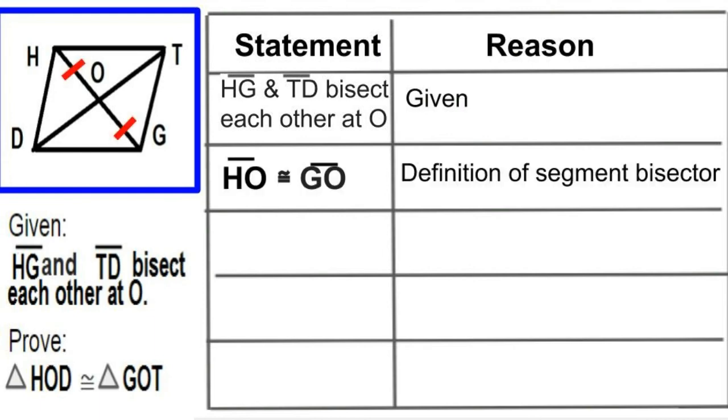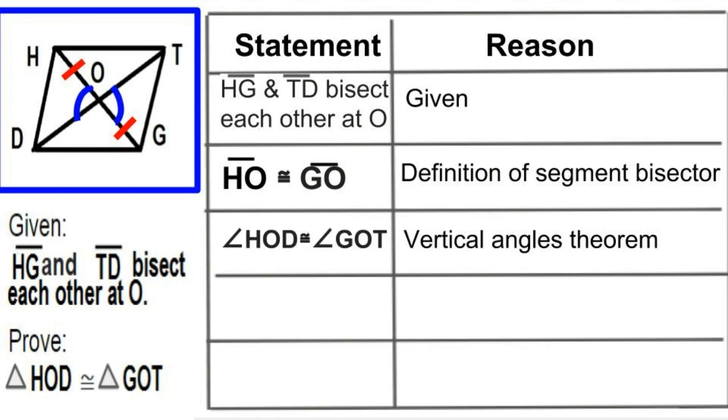But we're going to write first segment HO is congruent to segment GO. In the figure, segment HG and segment TD form vertical angles. This implies that angle HOD is congruent to angle GOT since vertical angles are congruent. And the reason is vertical angles theorem.